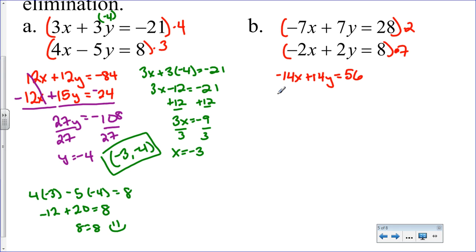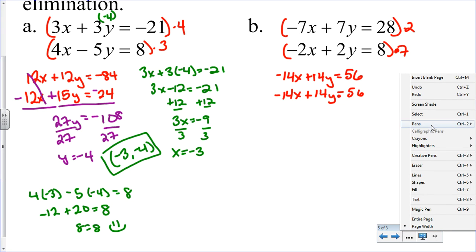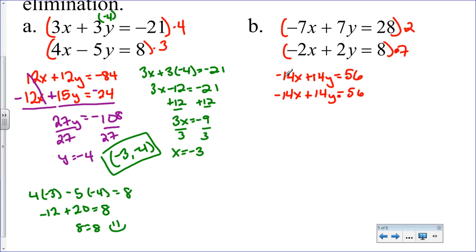So then negative 2 times 7 is negative 14. 2 times 7 is positive 14. And 7 times 8 is 56. Now hopefully you're noticing that these are exactly the same. But since these aren't opposite, I'm going to go through the process. I'm going to change this to a negative, positive, this to a negative, and that to a negative. And you're going to see that all three of those actually cancel out. So I get 0 equals 0. So remember, if my variables are completely canceled out, and I get something like 0 equals 0, it's true. That means I have infinitely many solutions.